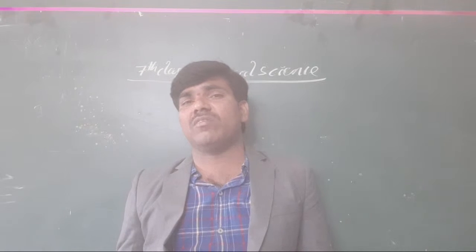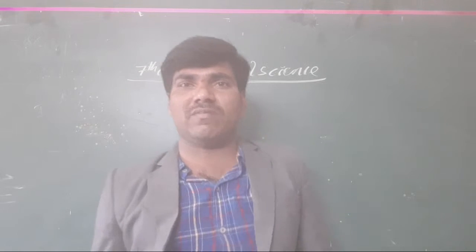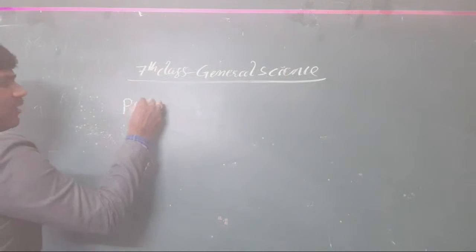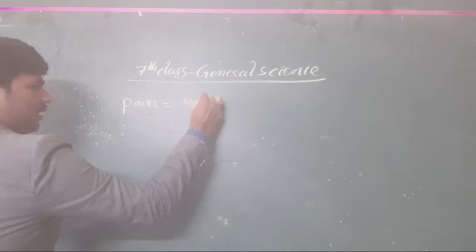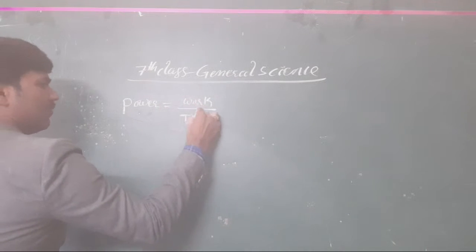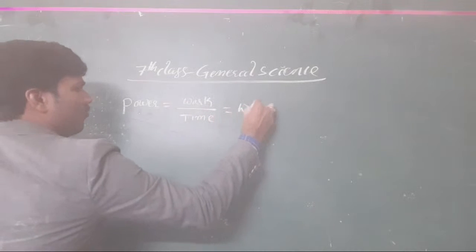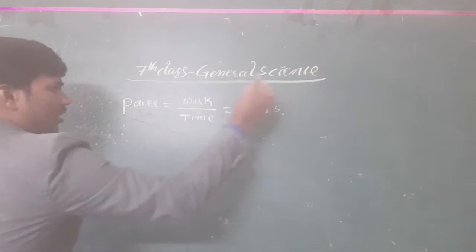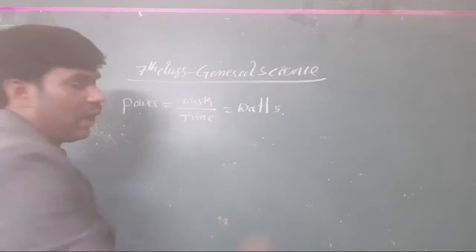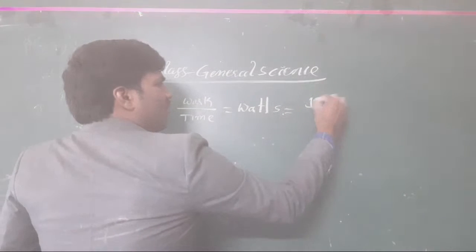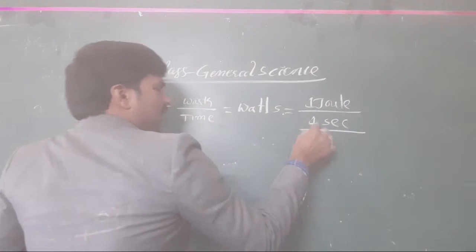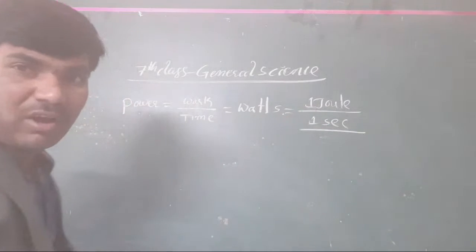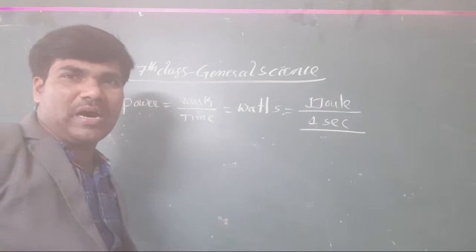Now what is the unit of power? Already yesterday we discussed it. Power is equal to work for a time, work per time. It is measured in watts. A watt is also written as 1 joule per 1 second. Means in 1 second, if you perform 1 joule of work, it is called 1 watt.